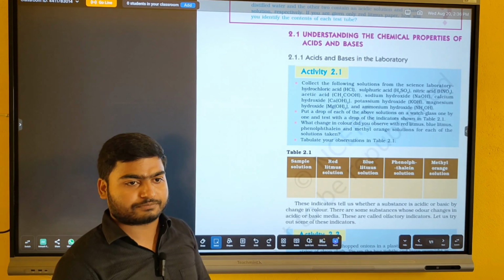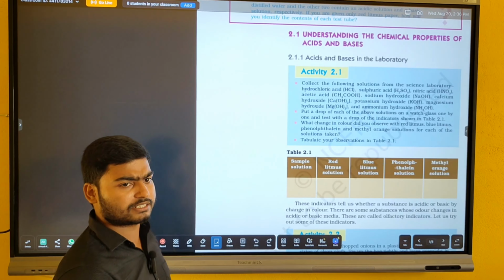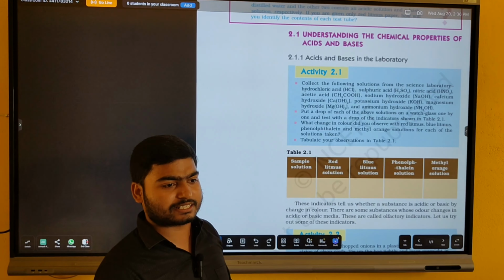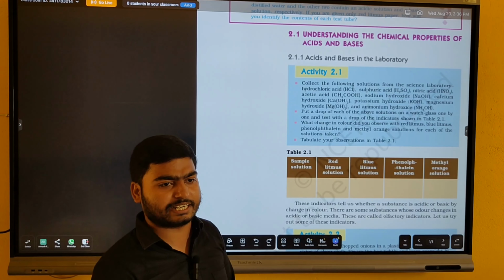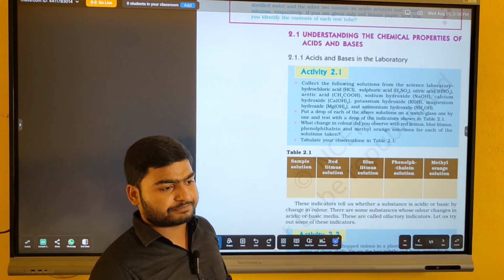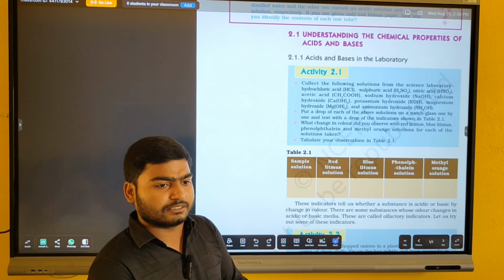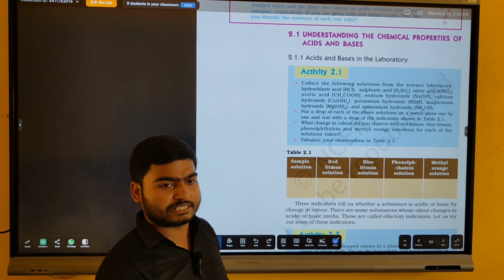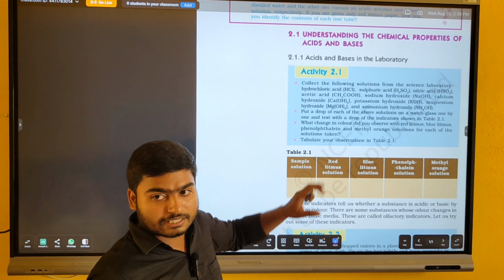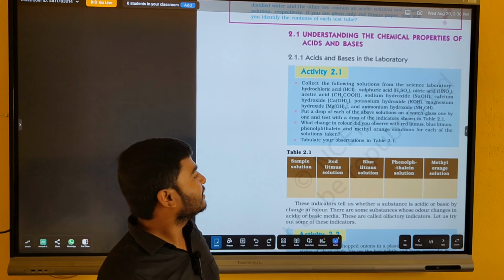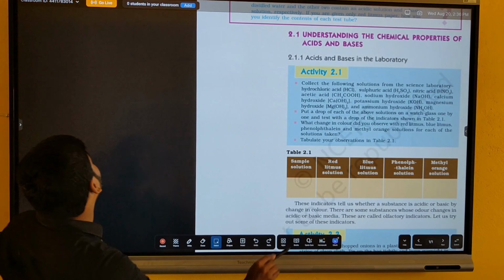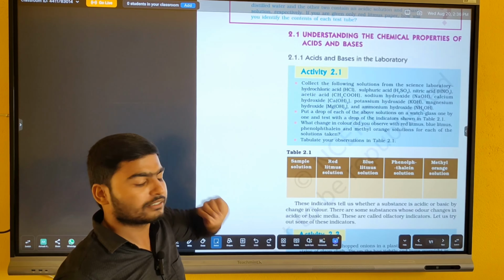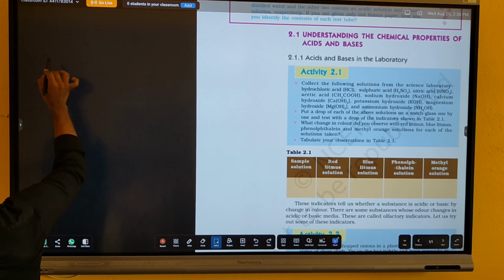Many types of indicators we have already studied: methyl orange, phenolphthalein, litmus paper, and the olfactory indicators red cabbage, vanilla extract and onion. What kind of color will change? That table, you remember, we have already discussed. You have to give the answer from that. So first of all, we will write what all acids are there in this activity.